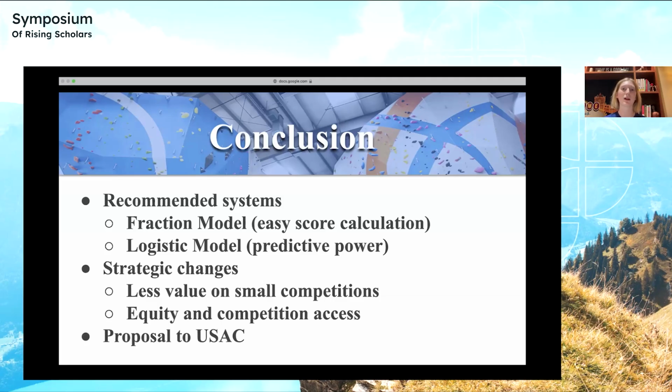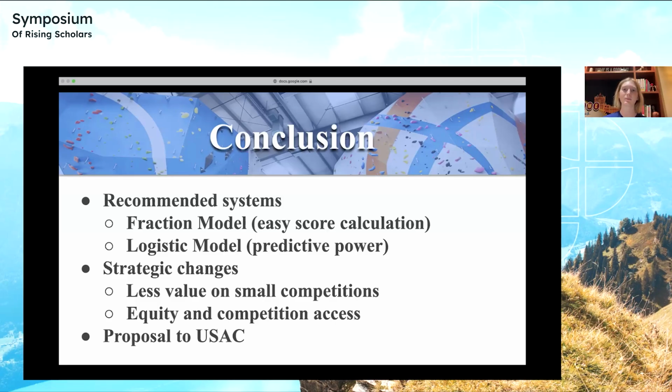This is really important because in past models, having a really small competitor field was really advantageous to competitors. Oftentimes you would seek out a competition with just 5 competitors because that would guarantee you a top 5. With these new models, that isn't necessarily as good of a thing, so you aren't going to be seeking out smaller competitions.